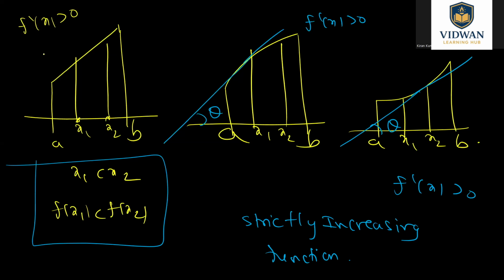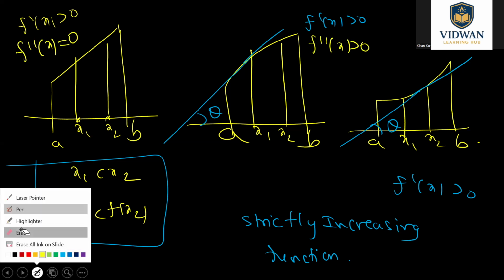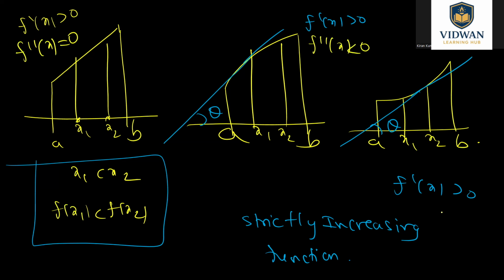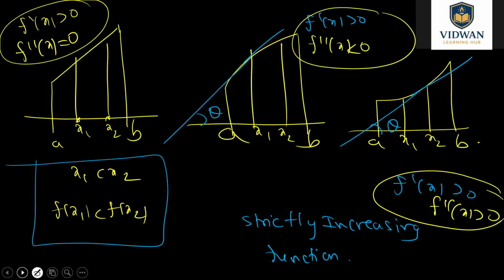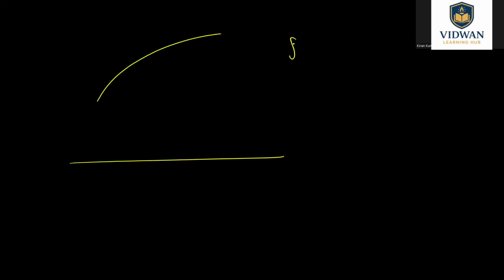So if you want to write about f double dash x also, for a line, double derivative will be 0, and for a curve which is concave down, double derivative will be, which is concave down, will be positive or negative? Negative. And concave up it will be positive. So you can also write down double derivative. So let's say, for example, out of these three, I'll take the second case. For this, f dash x is positive and f double dash x is negative.